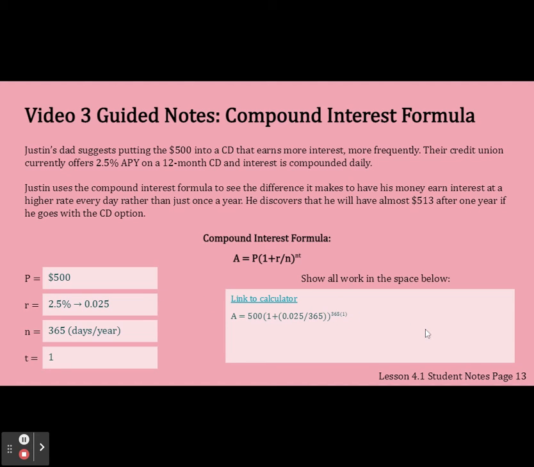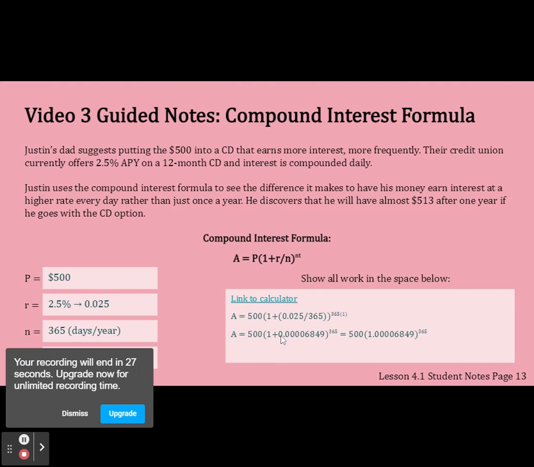And then all we're doing is step-by-step order of operations. So the first thing we're going to do is divide. So we're going to do 0.025 divided by 365. You're going to get a really long decimal. So we're going to end up getting A equals 500 times 1 plus 0.000068 and so on, this is just a really long decimal. 365 times 1 is 365. And then we're going to take that long decimal to the 365th power. We're going to get A equals 500 times 1.025 and so on. Multiply that by 500, you get 512.66. That's really it for compound interest.